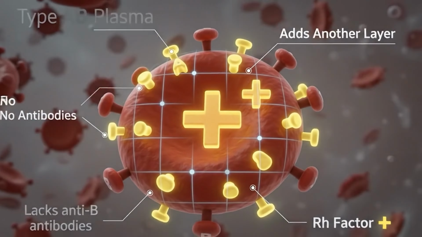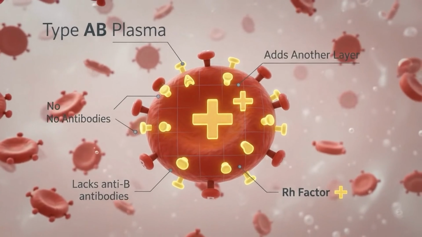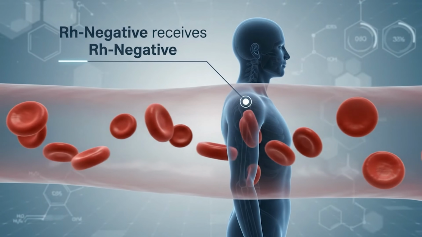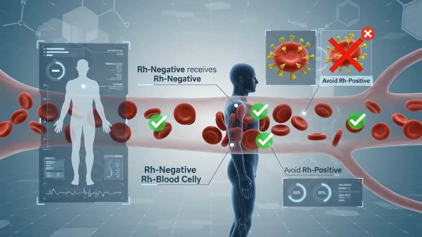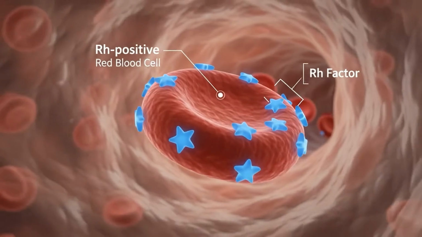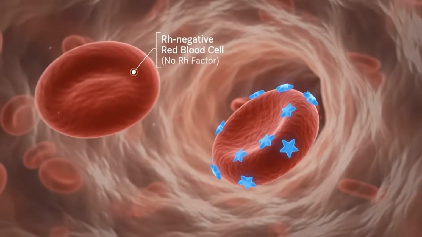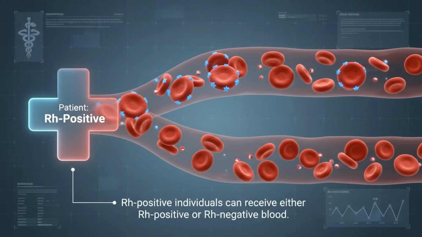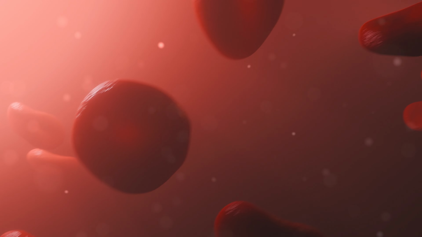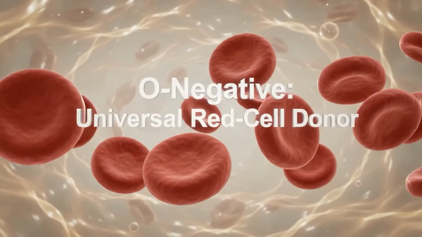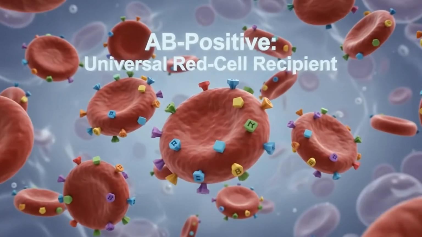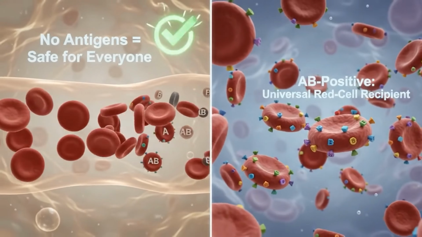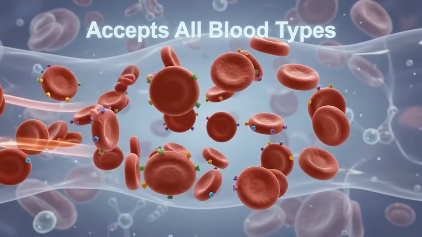And the Rh factor adds another layer. If someone is Rh negative, they generally should receive Rh negative red blood cells when possible. If someone is Rh positive, they can generally receive either Rh positive or Rh negative red blood cells, depending on the situation. So if you're trying to memorize the system, remember O negative, the universal red cell donor, and AB positive, the universal red cell recipient.